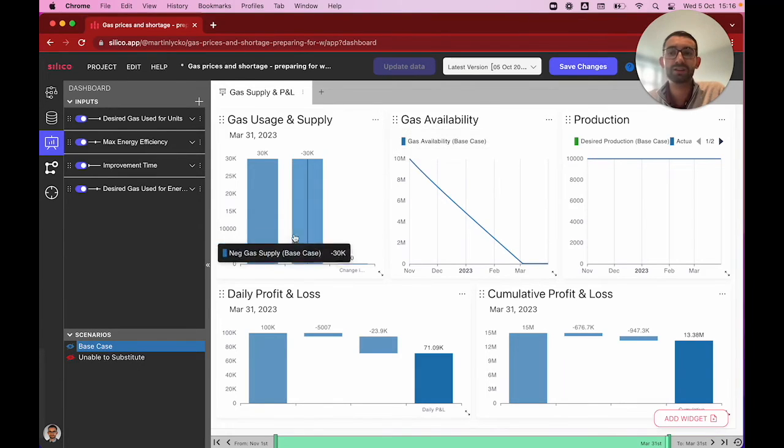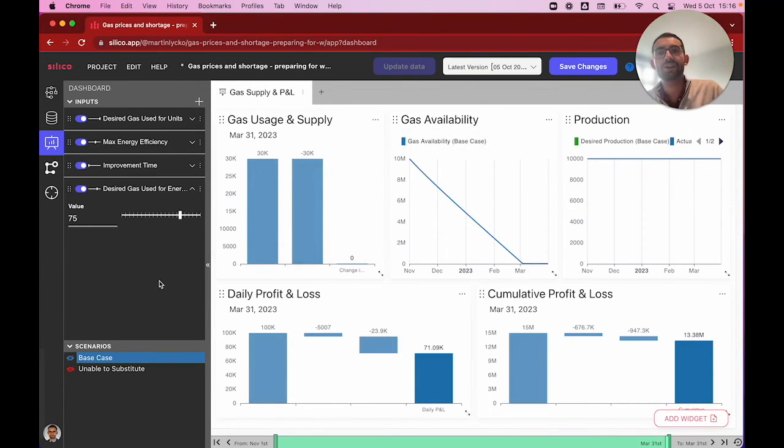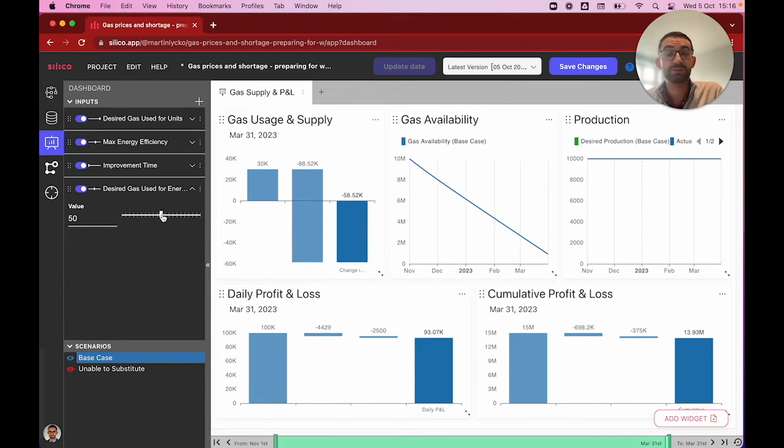So what we might want to do is, if we currently have an energy mix of 75% of gas for our factory, we might want to dial that down. And then we can see our profit increases because we can actually now use that gas for our production process rather than just burning it for electricity and heat.